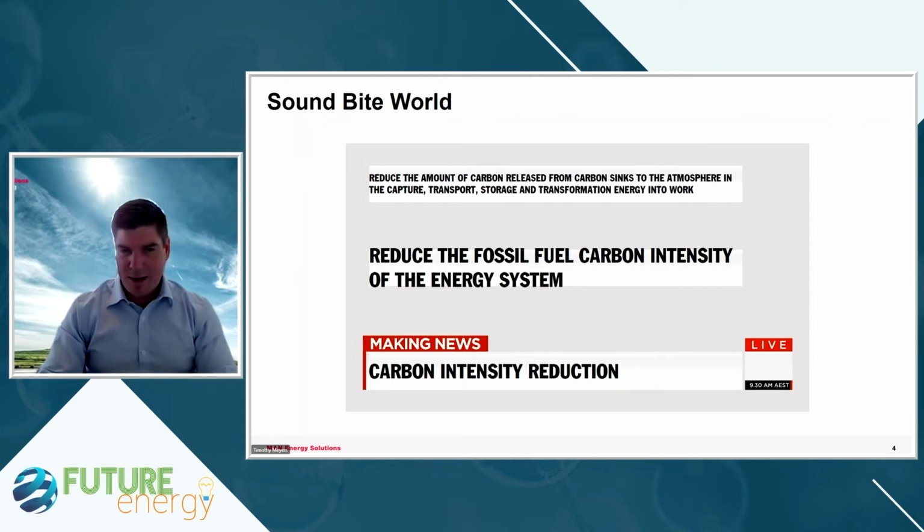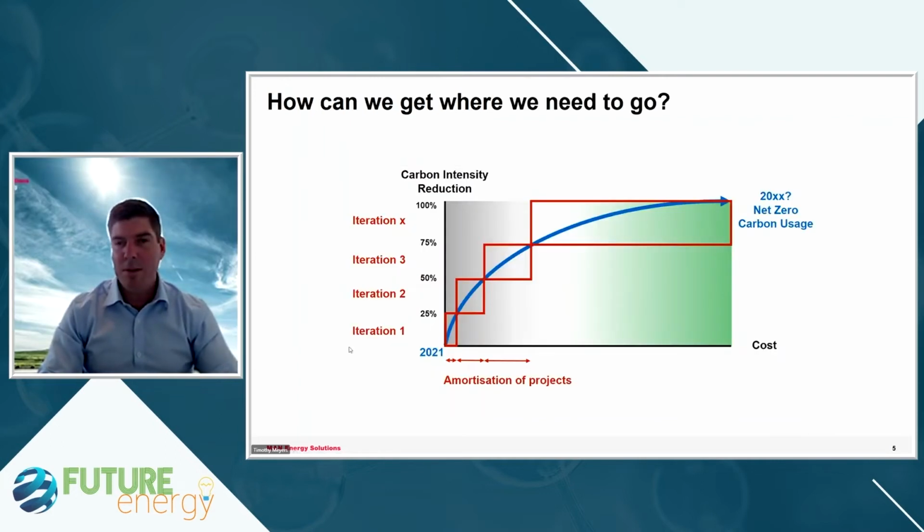Let's talk more about carbon intensity reduction. Not 100% green, not net zero. Let's talk about our carbon intensity reduction. So when we look at that, it opens up the pathway a little bit for how we can move forward. So now we can break it into some smaller iterations, which I think is one of the problems that we've seen and talked about a lot in terms of scalability, is we need to be able to amortize projects.